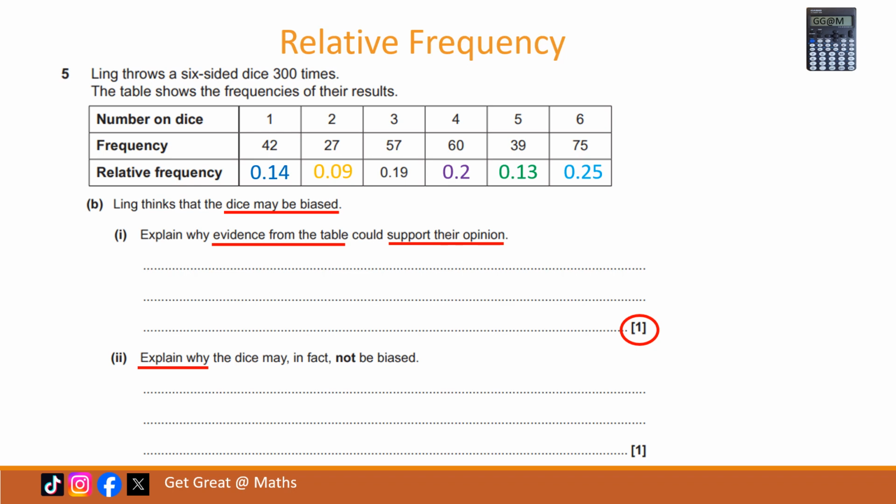Then we've got to explain why the dice may not be biased, and this is worth 1 mark. So in part A they're asking you why it's biased, and in part 2 they're saying, well, it may not be biased. So go in the opposite way, and you've got to come up with reasons either way. Now to help you do this, we need to know the key fact that the word biased means unfair. So in this question we've got the word biased in here, and we need to know that that means it is unfair.